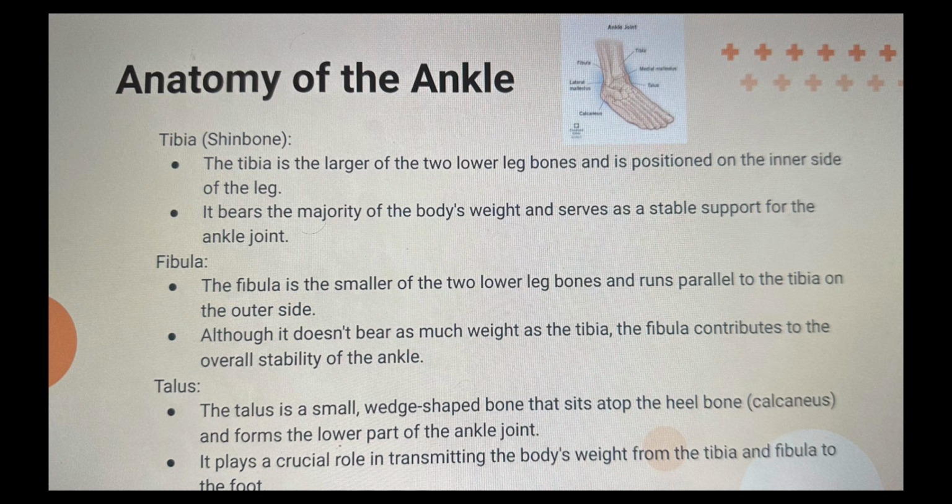So you have the anatomy of the ankle. There's the tibia, which is also known as the shin bone. The tibia is the larger of two lower leg bones and is positioned on the inner side of the leg. It bears the majority of the body's weight and serves as a stable support for the ankle joint. Then you have the fibula. The fibula is the smaller of two lower leg bones and runs parallel to the tibia on the outer side. Although it does not bear as much weight as the tibia, the fibula contributes to the overall stability of the ankle.